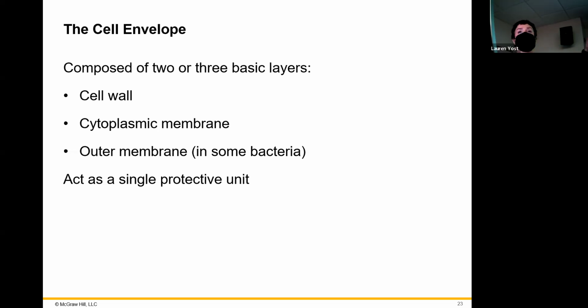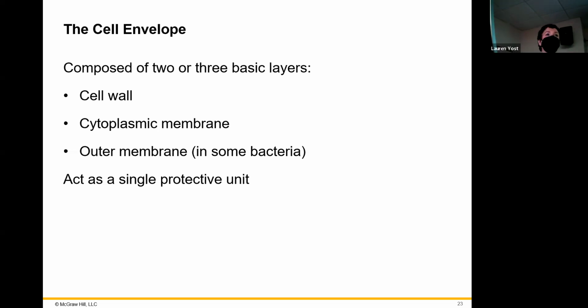All right, moving on. The cell envelope. This is a term that refers to the entire outer layer of those cells. And I mean everything that's on the outside. So we're talking about the cytoplasmic membrane, or the membrane that holds in the cytoplasm. You don't know what cytoplasm is?